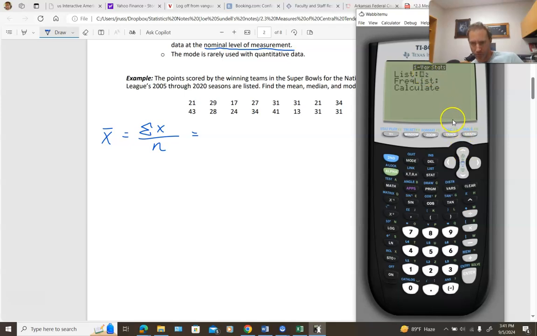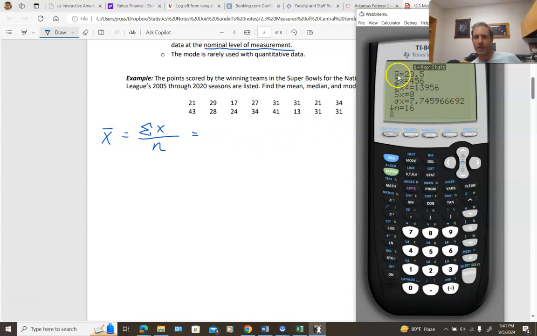So one of the ways I can do that is I can come above the stat key where it says list, and to access that I can hit second and then the stat key. That'll take me to this list of lists, and I can hit enter for list 1. Okay, and I'll scroll down and I'll hit calculate, and what it does, it'll find all these statistics.